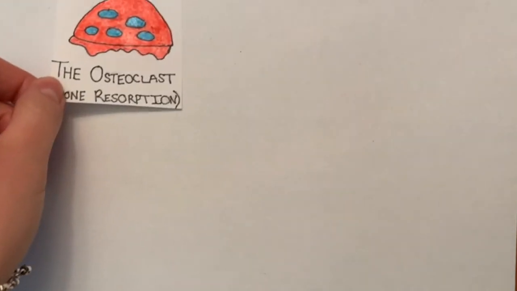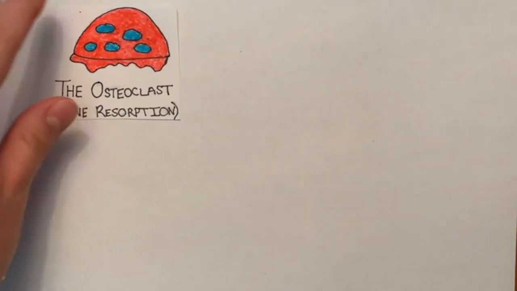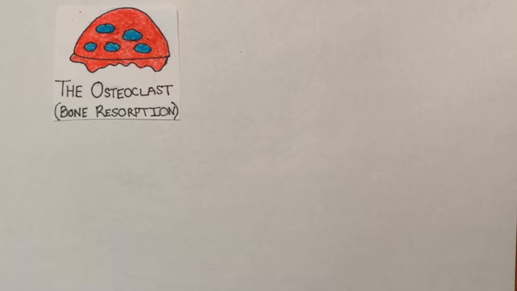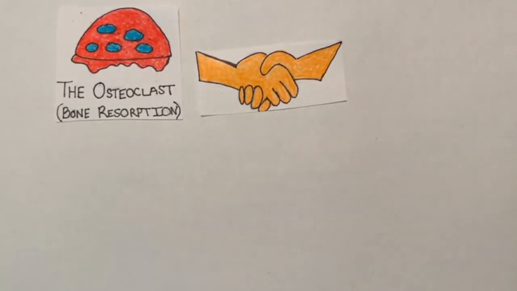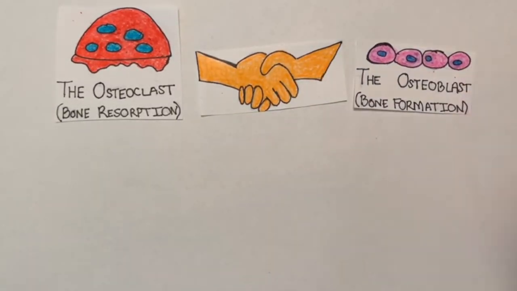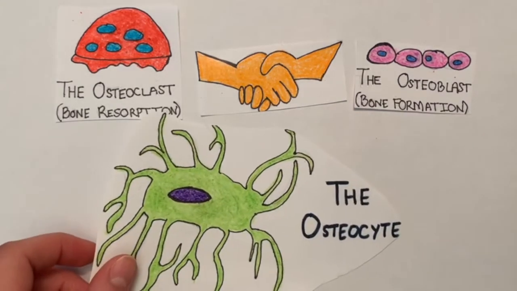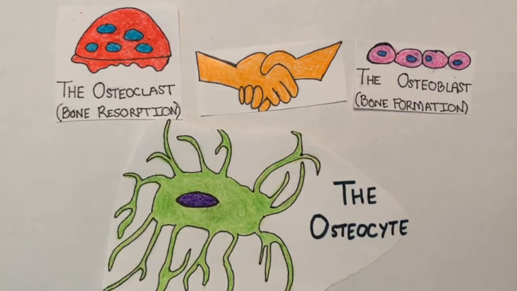There are actually three main cells that work together to keep bone healthy. Osteoclasts remove damaged and unneeded bone, osteoblasts make new bone, and together these cells work to remodel bone. Their efforts are coordinated by osteocytes, which not only coordinate bone remodeling, but also remodel bone themselves.